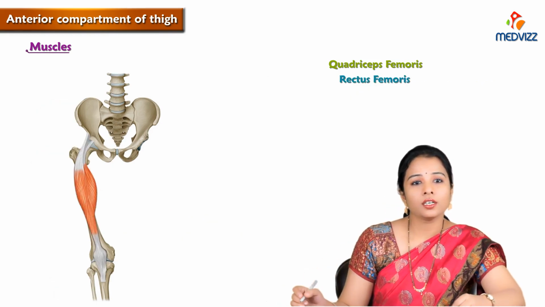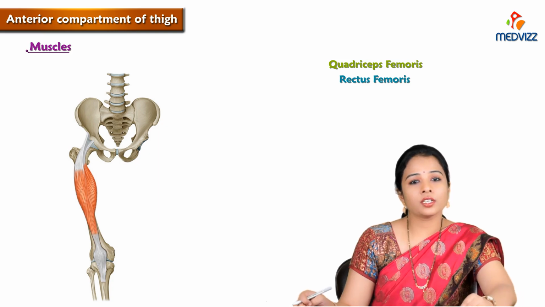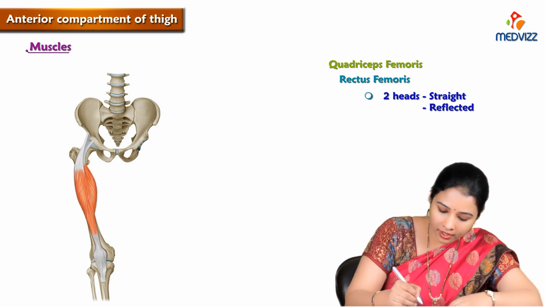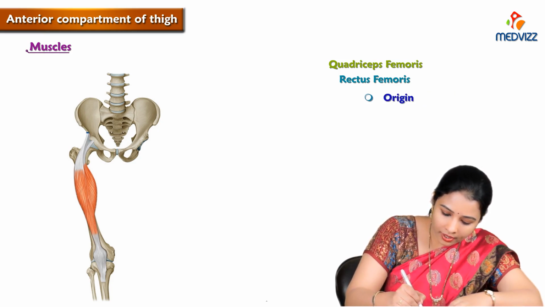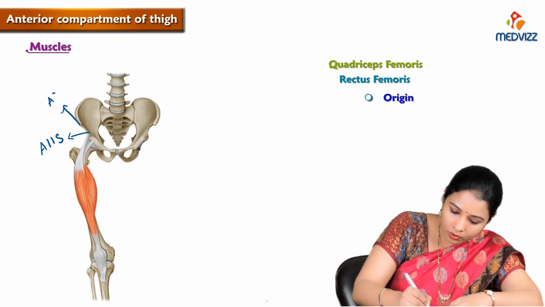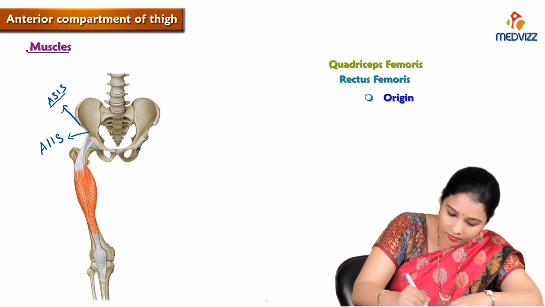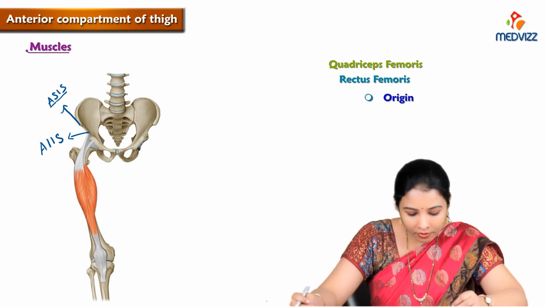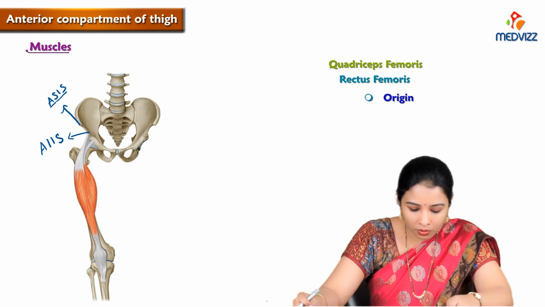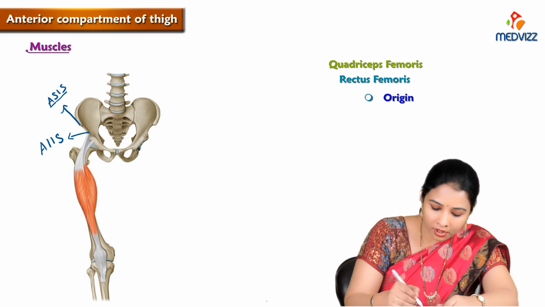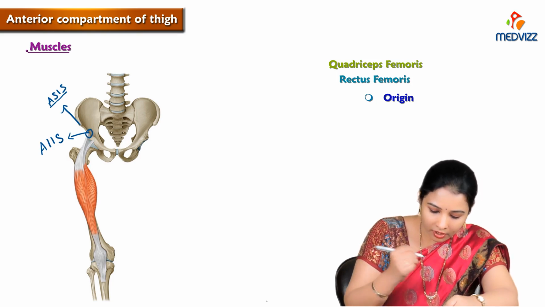So here is the rectus femoris. Rectus femoris has got two heads, straight head and reflected head. So straight head, it gets origin from anterior inferior iliac spine. This one is the anterior superior iliac spine, ASIS. The one below is the anterior inferior iliac spine. So anterior inferior iliac spine also gives attachment to a ligament called as iliofemoral ligament of hip joint. So it gets origin from anterior inferior iliac spine.